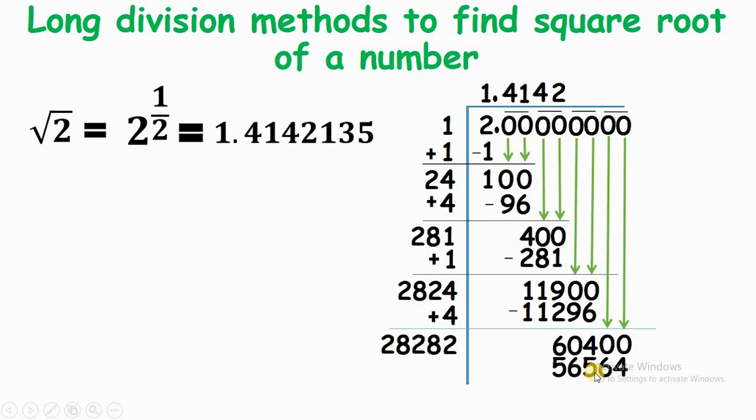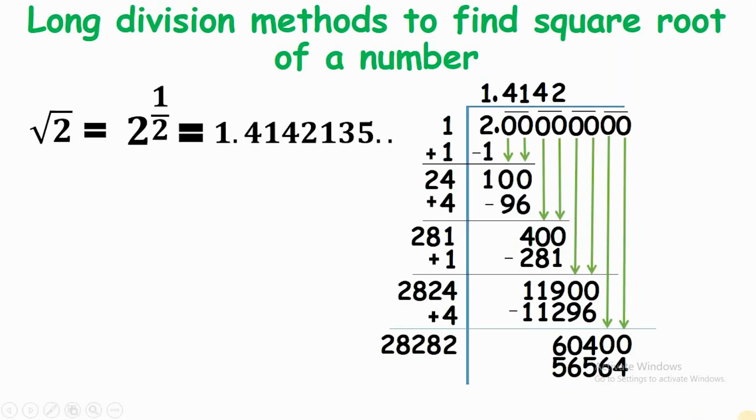around 56,564. When you subtract it, you'll find that the remainder is not 0 over here. So similarly, you keep on doing this, you'll find that the remainder never becomes 0 over here.